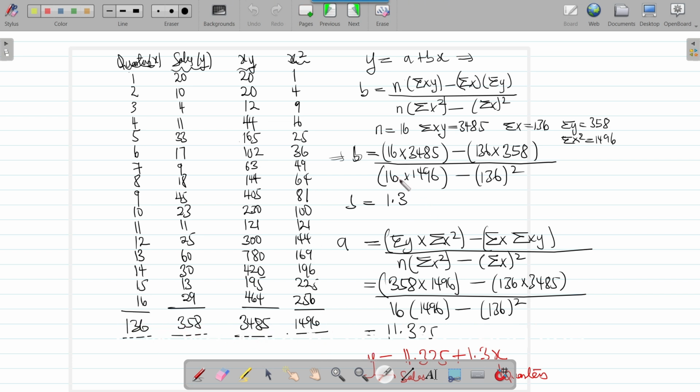Now we want to find the trend line or the line of best fit. The trend line is given by the equation Y equals A plus BX. Now, the B can be found using this particular formula.